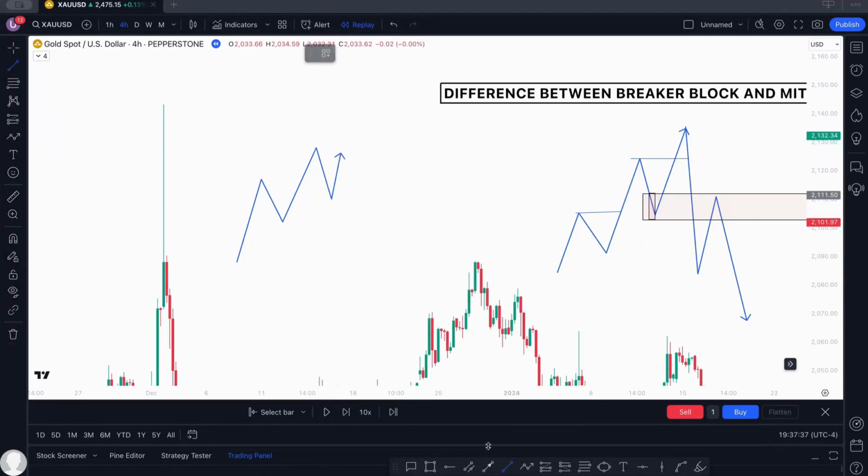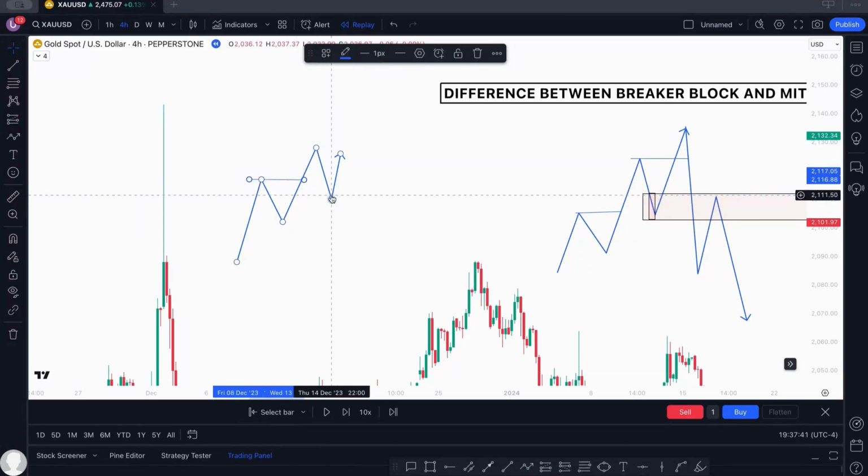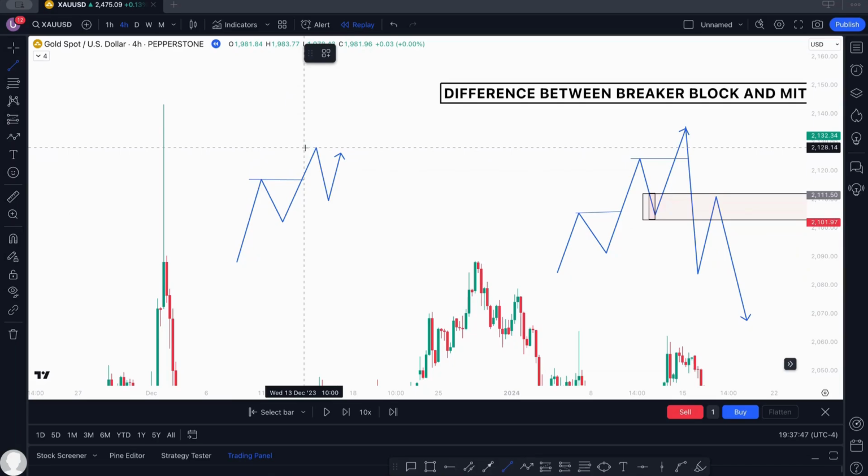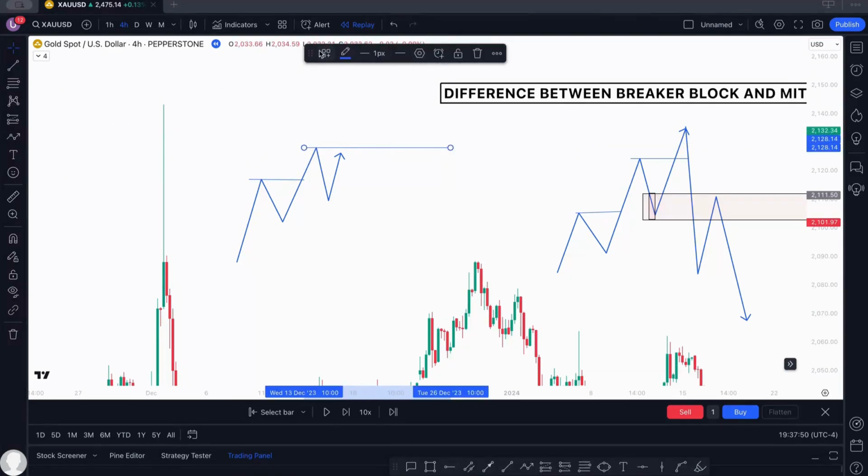Now, what do you see here? There was a break of structure here, right? So we're expecting that market mitigated either your fair value gap or your order block. But what are we expecting? We're expecting market to come and take out what? Our buy side liquidity on top here. Our buy side liquidity for a mitigation block.